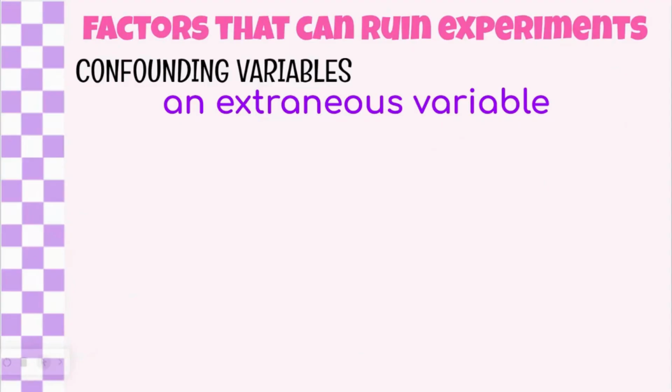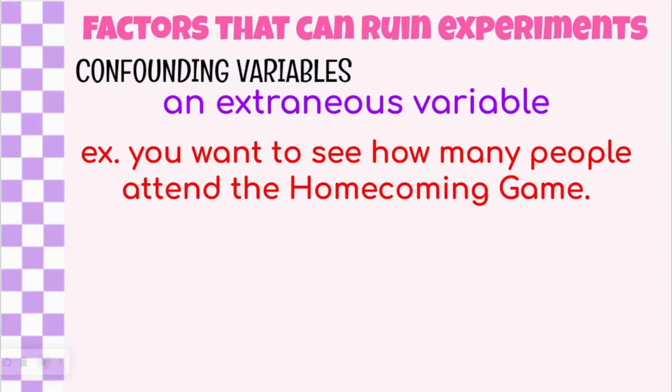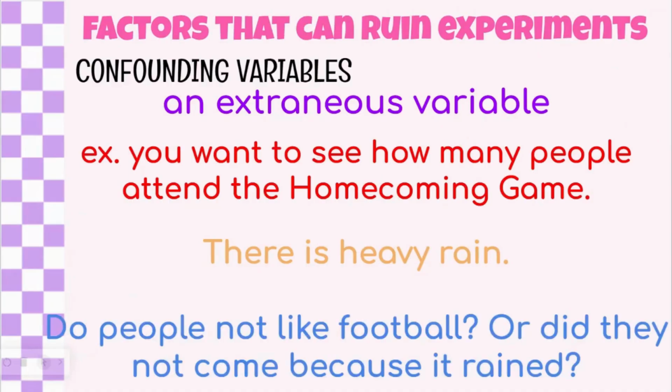So for example, let's say you wanted to know if people were going to attend the homecoming game. However, it starts to rain, and now there's a heavy rainstorm. You are not going to be able to tell if people don't show up, do people not like football, or did they not come because it rained? So there's kind of like this outside factor that's going to contribute to skewing the results of your survey.